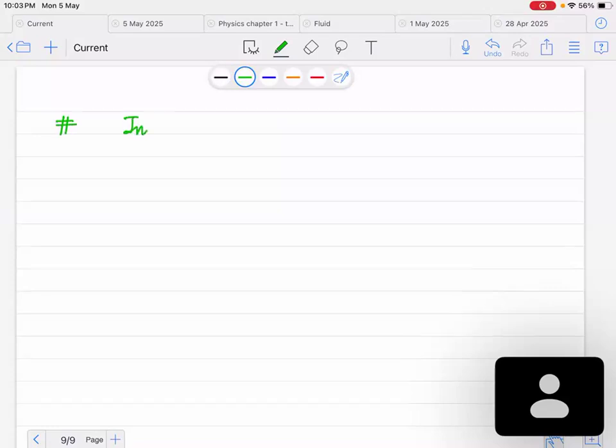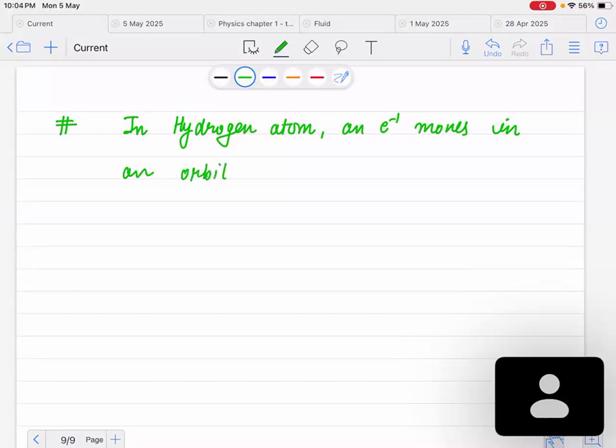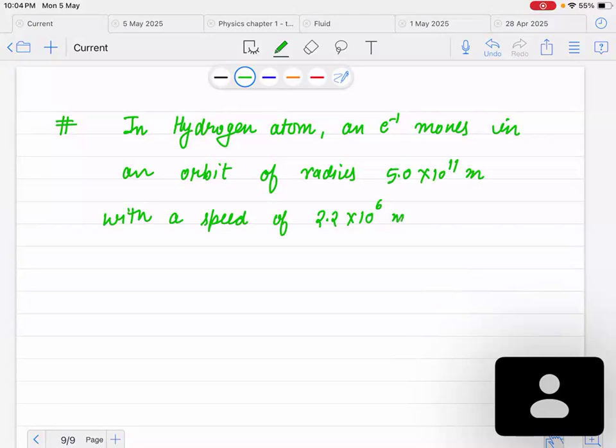Okay, sir. In a hydrogen atom, an electron moves in an orbit of radius 5.0 × 10^-11 meter with a speed. Find the equivalent current.